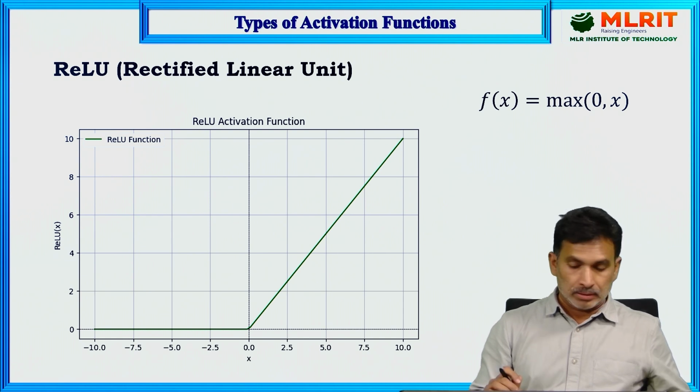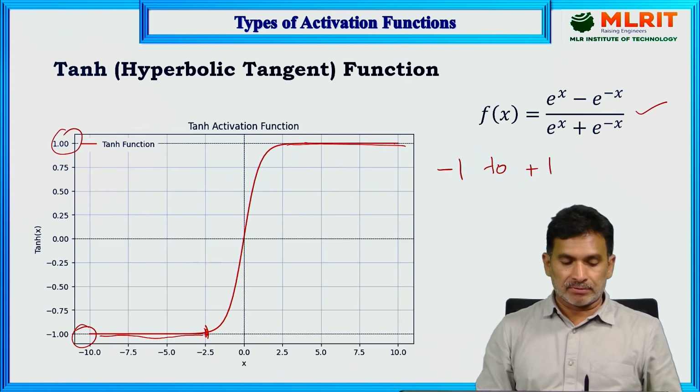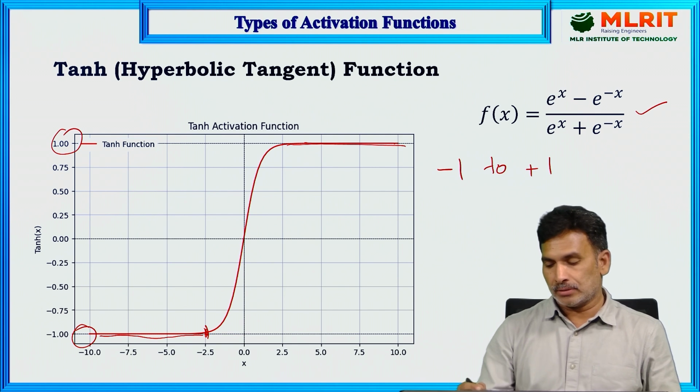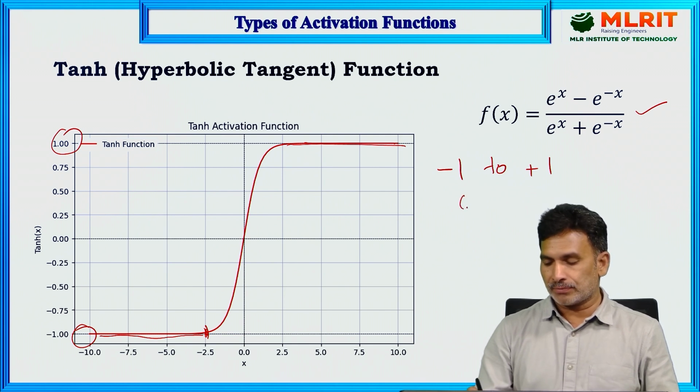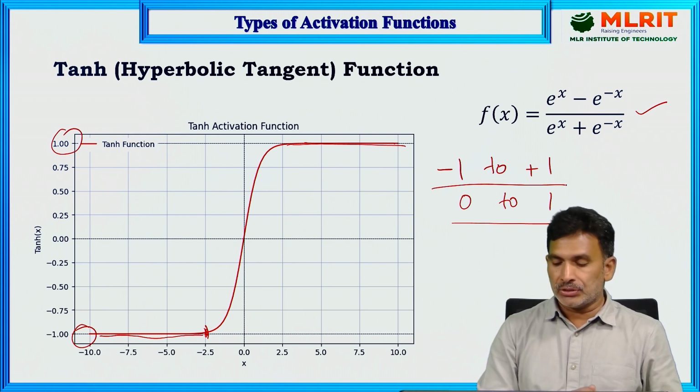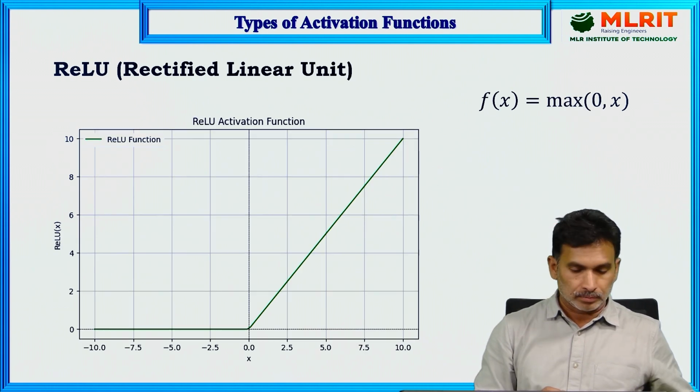Okay, and when we compare with the sigmoid activation function, this tanh is bounded, whereas the sigmoid activation function ranges from 0 to 1, whereas the tanh has the range -1 to +1.